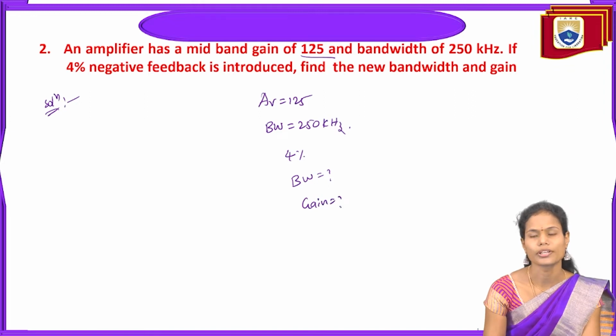So the voltage gain as well as the bandwidth value are given, and after introducing the 4% negative feedback to the amplifier, we need to calculate what the new bandwidth and the new gain are. This problem also we already discussed in the problems on feedback amplifiers session.